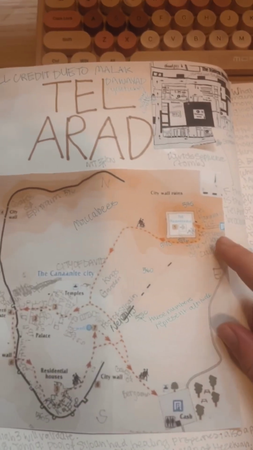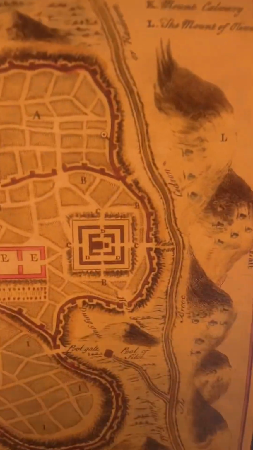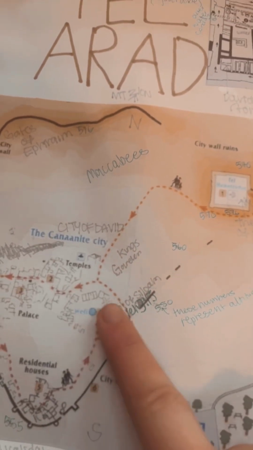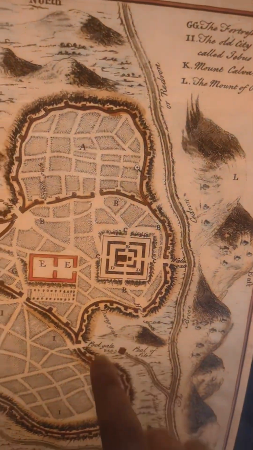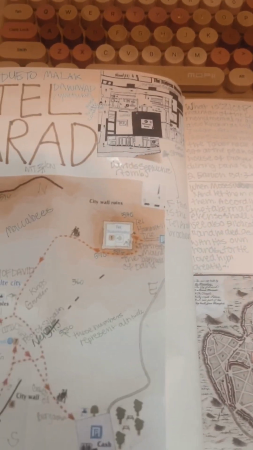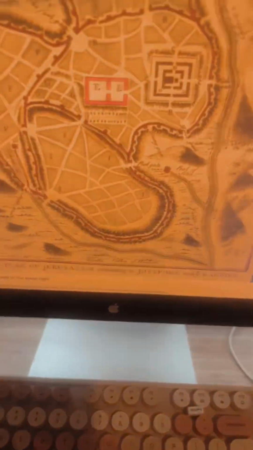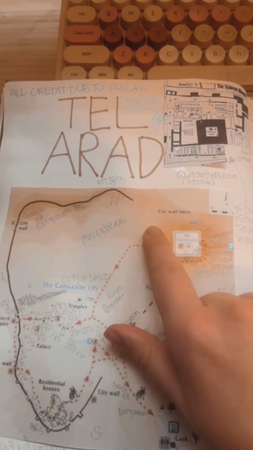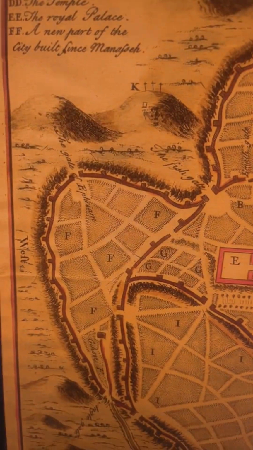So, temple, palace. Temple, palace. Pool of Siloam. The fortress. Which would be right there. Right of the land of the Maccabees. Land of the Maccabees. Gates of Ephraim. The gates of Benjamin.